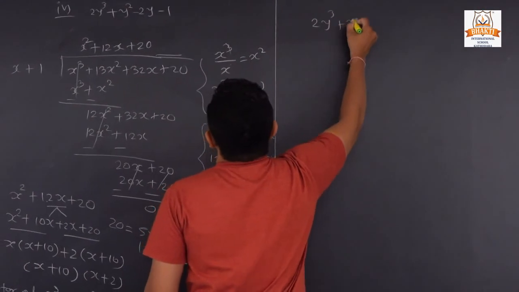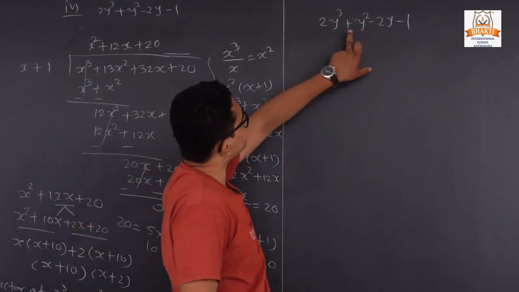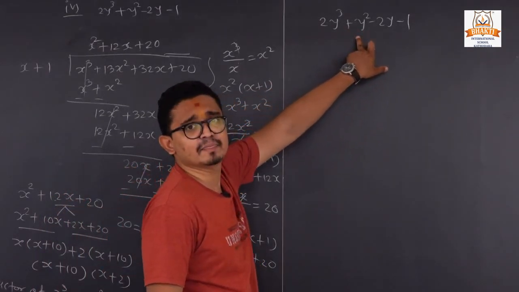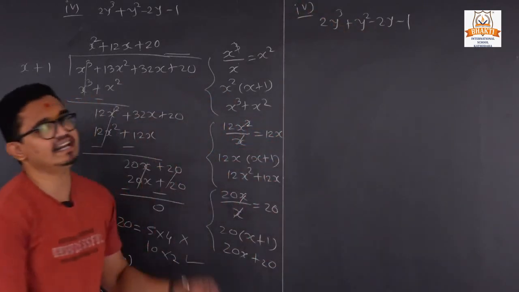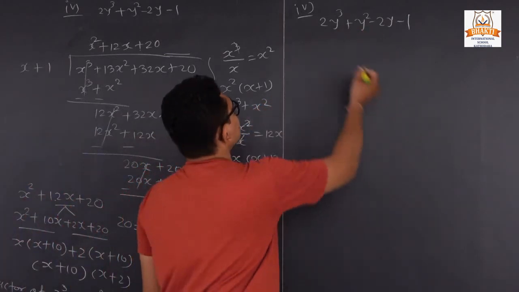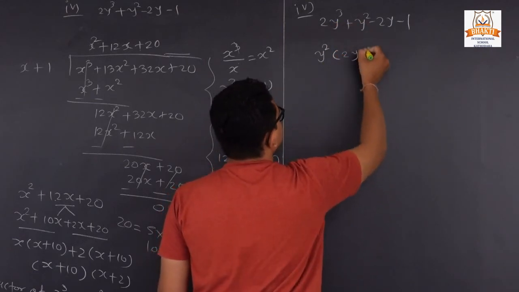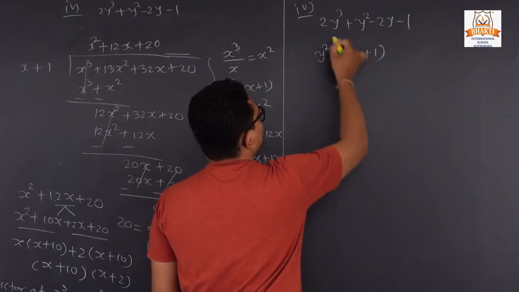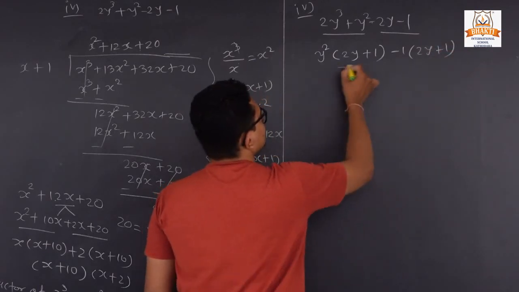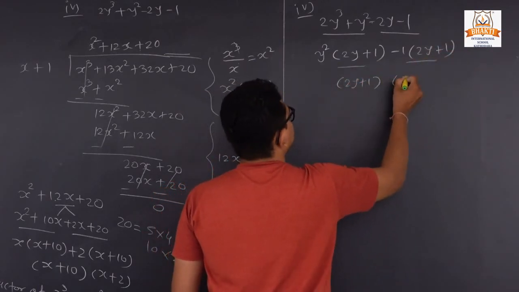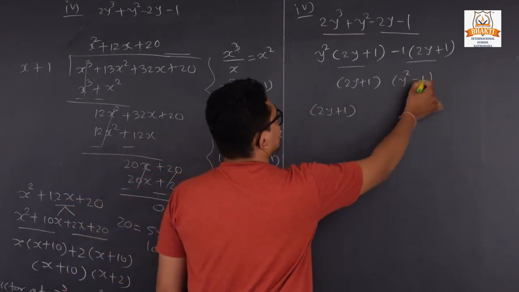2y cube plus y square minus 2y minus 1. Here see that y square is common, so we have 2y plus 1. So here we can use the direct method. Clear? Here we are not applying trial and error because we have the same bracket. How? y square is common, so here we have 2y plus 1. Now minus 1 is common, so once again 2y plus 1, and in the second bracket y square minus 1. So 2y plus 1, and here we are applying which formula?